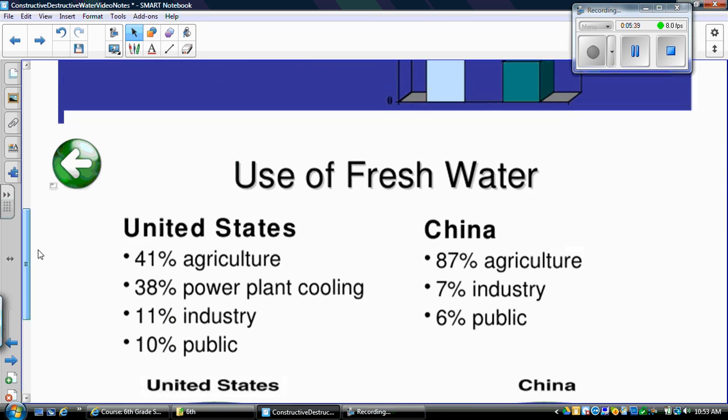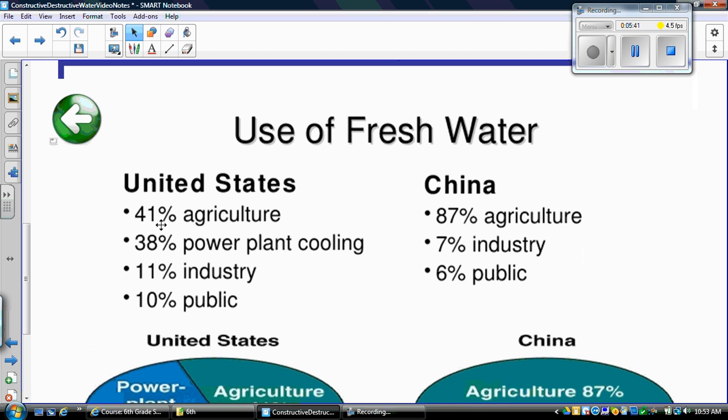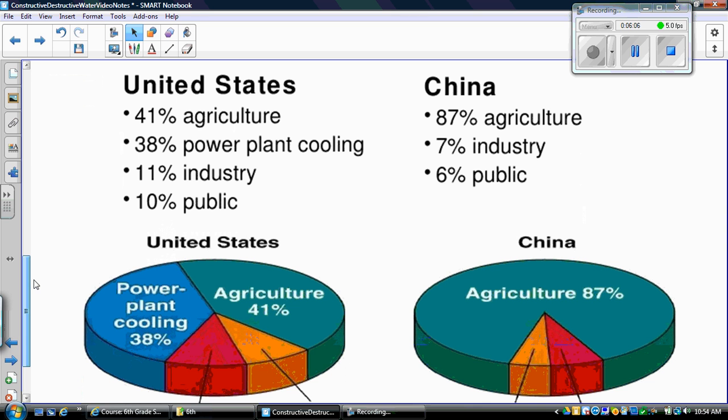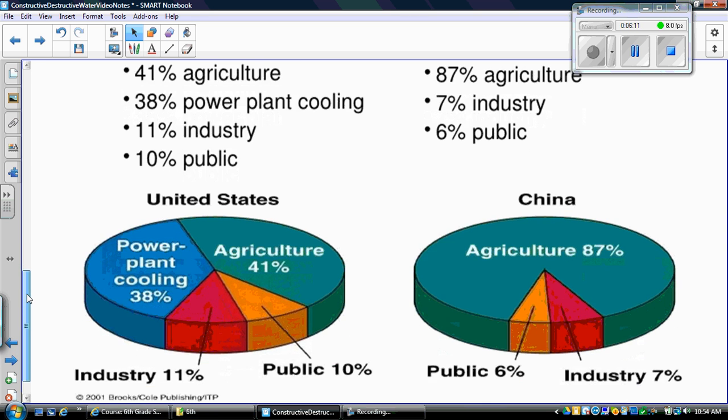Okay, use of fresh water in the United States, again, 41% is agriculture, 38% is industry with a little bit more with the power plant. That was the hydroelectric power. 11% industry, 10% public. In China, take a look at that. 87% is just agriculture, 7% industry, 6% public. So that kind of gives you an idea of how our fresh water is used in the United States and how that's pretty different in other countries.